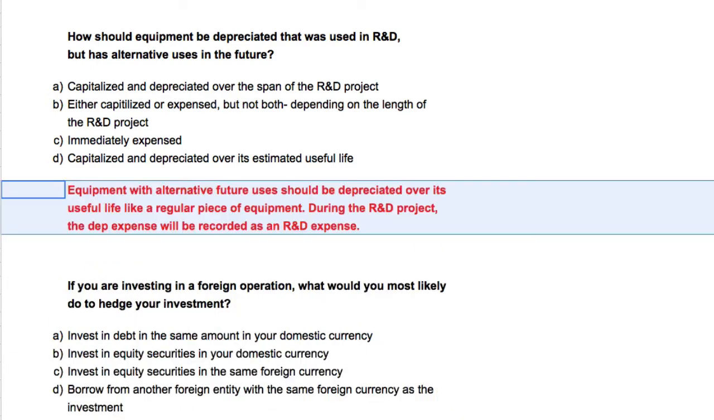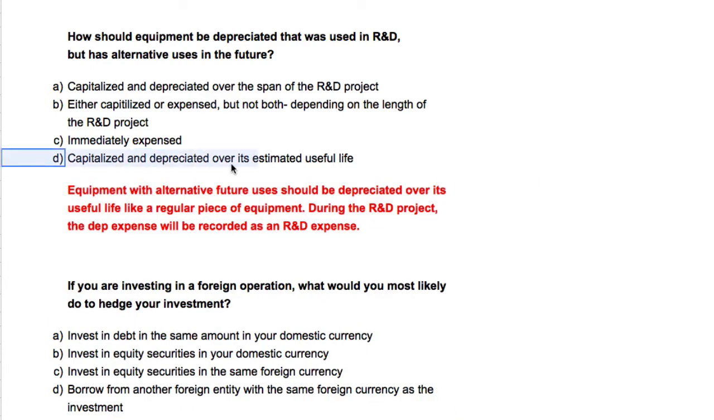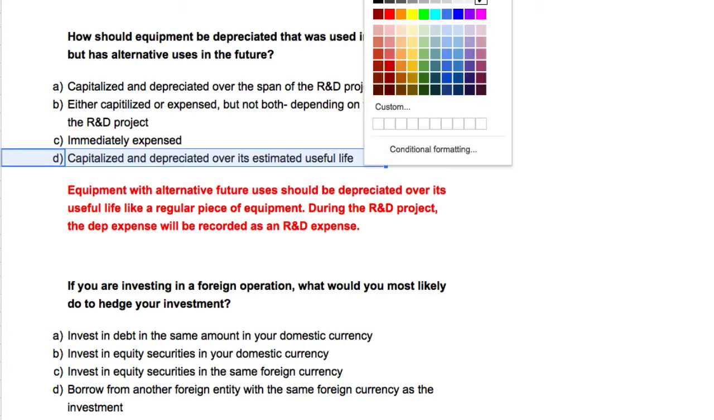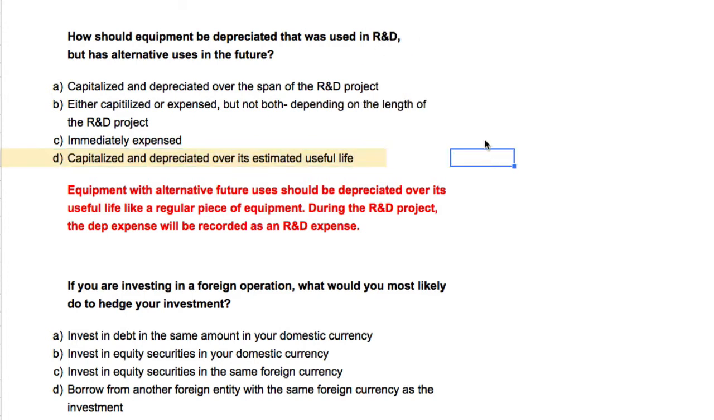The answer is D. So any equipment that has, even if it is used in R&D, if it has alternative future uses, it should be depreciated over its useful life like a regular piece of equipment would be. The only difference is that during the R&D project, the depreciation expense will be recorded as an R&D expense.